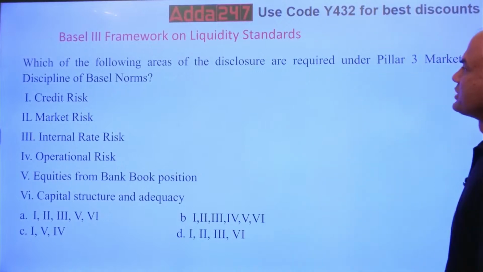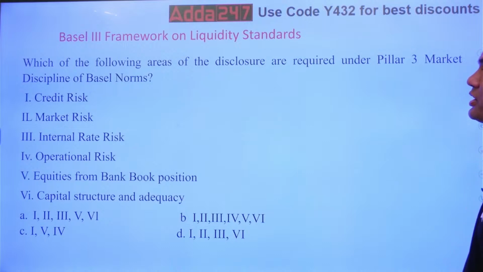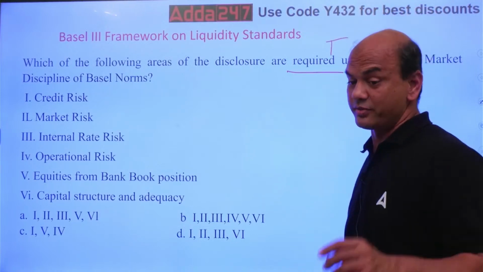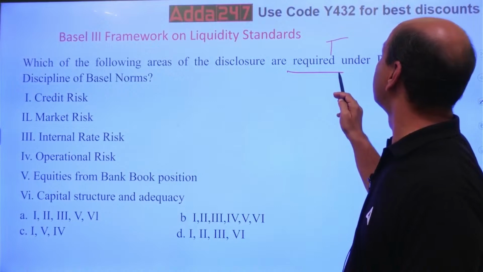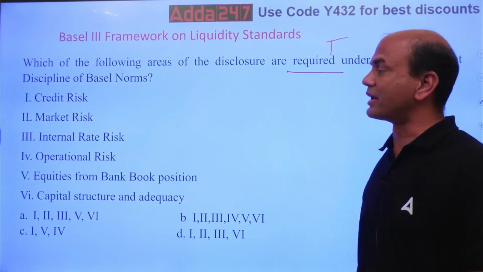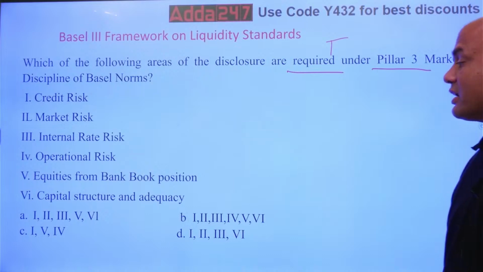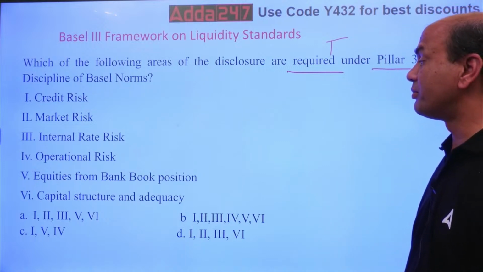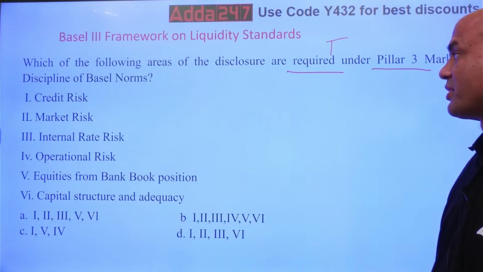Which of the following areas of disclosures are required under Pillar 3 of market discipline of Basel norms? See, the question is "required", which means you want the true answer now, not the false answer. If it is not required, then it's a false answer. So which of them are required under Pillar 3? Check this: credit risk, market risk, internal rate risk, operational risk, equities from bank book position, capital structure and adequacy. So which of them are required?